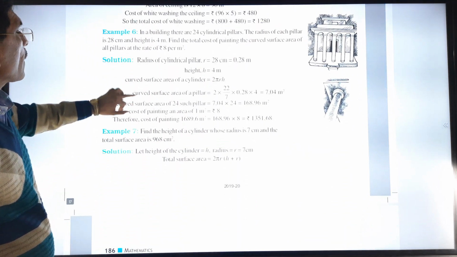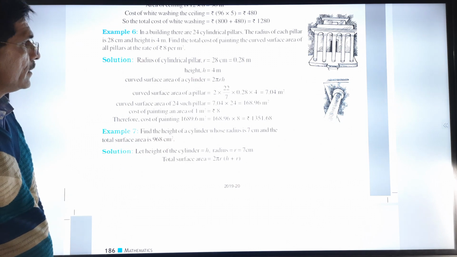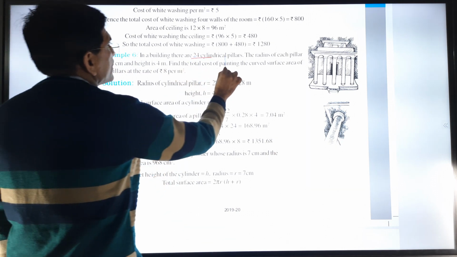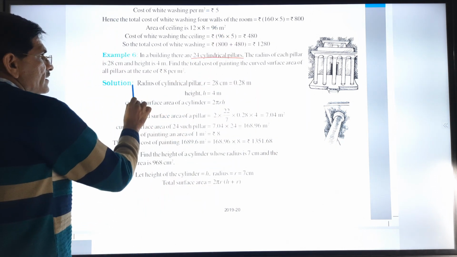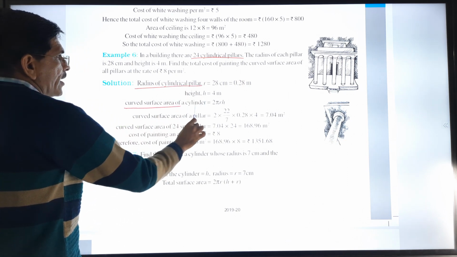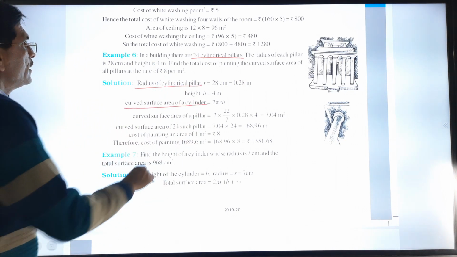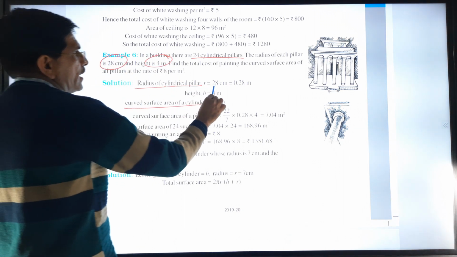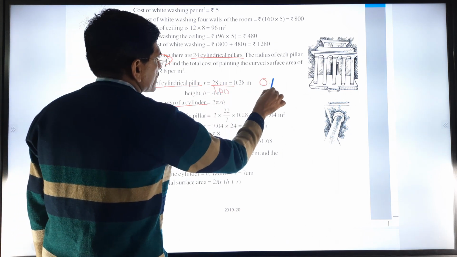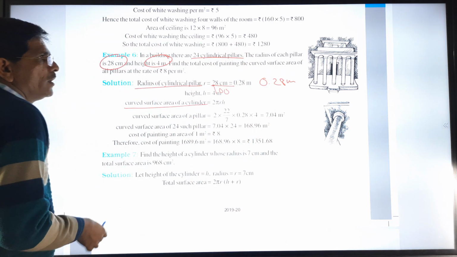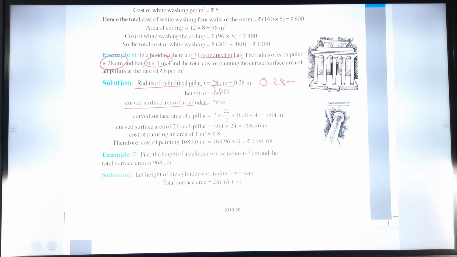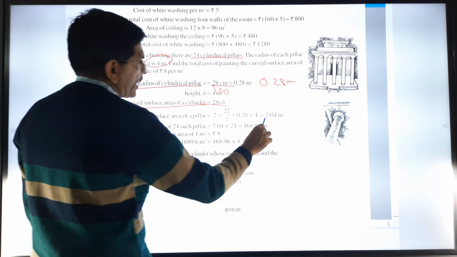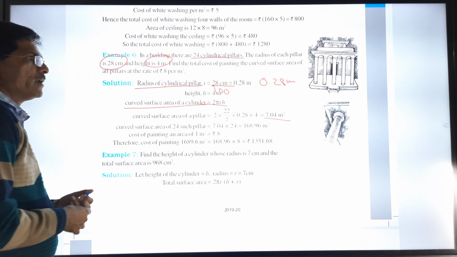Now one more sum related to it. The building has 25 cylindrical pillars. So when pillars are there, we can say it's the curved surface area of cylinder, 2 pi RH. Here centimeter is there, here meter is there. So when centimeter is there, I have to divide it by 100. Answer must be in meter. So that is 0.28 meter. Height is equal to 4 meter. Write 2 pi RH. We can get answer 7.04 meter square.